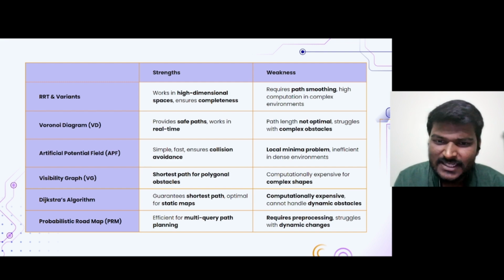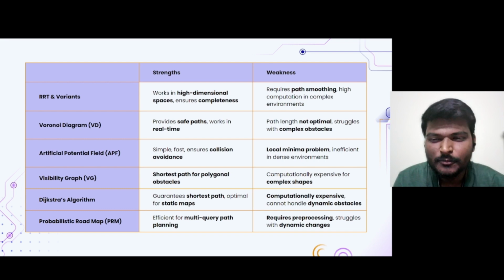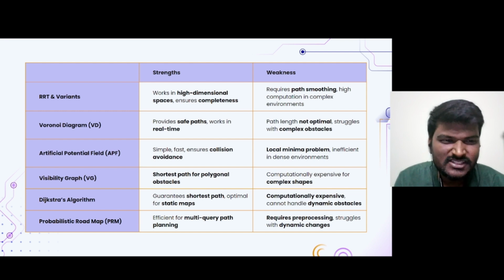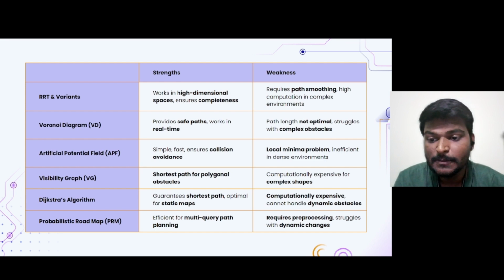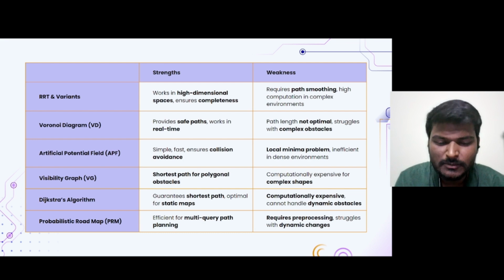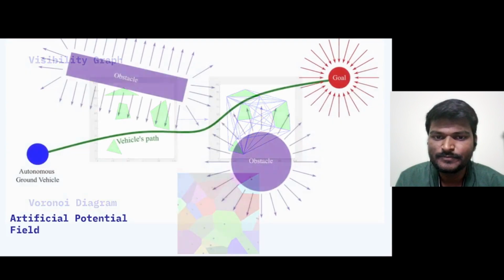Artificial potential field is simple, fast and ensures collision avoidance, but local minima problem and inefficiency in dense environments are common problems in this algorithm. Visibility graph gives the shortest path for polygonal obstacles, but it is computationally expensive for complex graphs. Dijkstra algorithm guarantees shortest path, optimal for static maps, but it is again computationally expensive. It cannot handle dynamic obstacles. The probabilistic roadmap is efficient for multi-query path planning, but it requires pre-processing and struggles with dynamic changes.